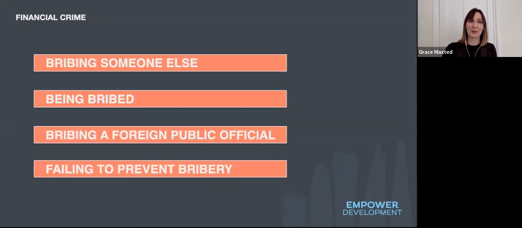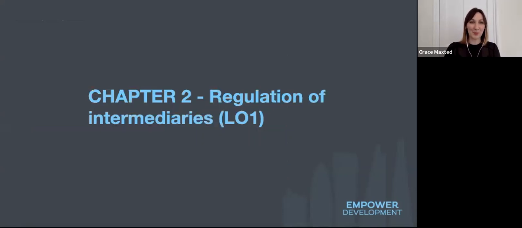And then they also look a little bit at bribery. So this is the Bribery Act 2010 with 4 offences, nice and straightforward: bribing someone, being bribed, bribing a foreign public official, and then again this passive aspect of failing to prevent bribery. So that is my key point. They're my key points for chapter 1. I'm going to pause there for a second, and then we will move on slightly to chapter 2.